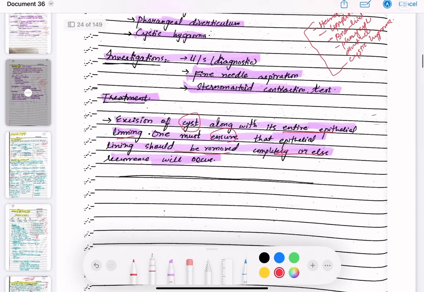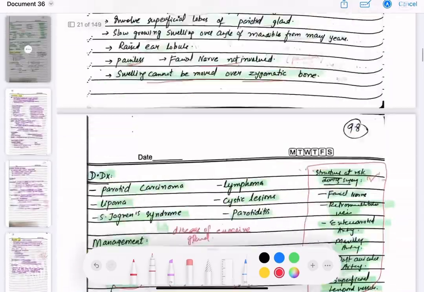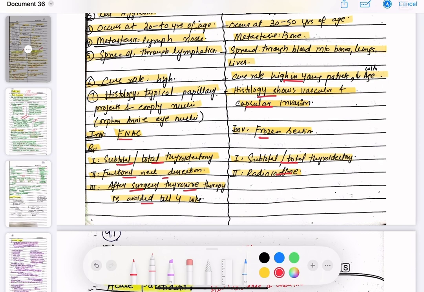So this was all about the head and neck. We have covered orthopedics, the thyroid, the breast, and the head and neck.